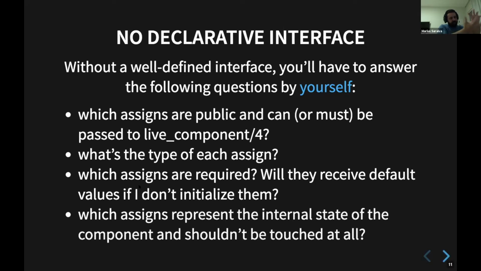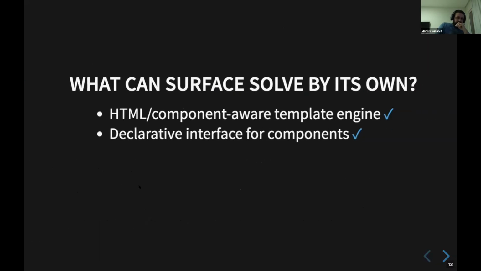You need to answer the question of which assigns are public and which assigns are private. If I take a look at the template, I'm just going to see assigns everywhere, and I can say, oh, there's an assign here that changed this, so I'm going to pass it as an argument to the live component. But maybe you shouldn't do that, because maybe that assign was meant to be internal, to represent the internal state of the component instead of some kind of property or attribute that you pass to it.